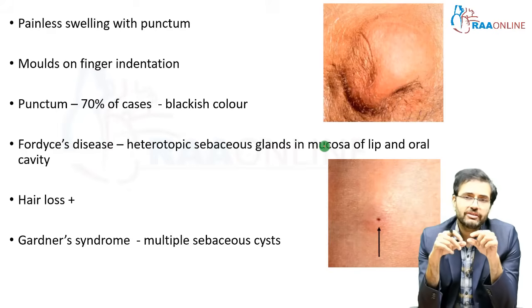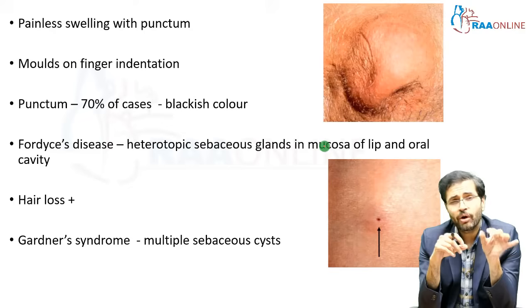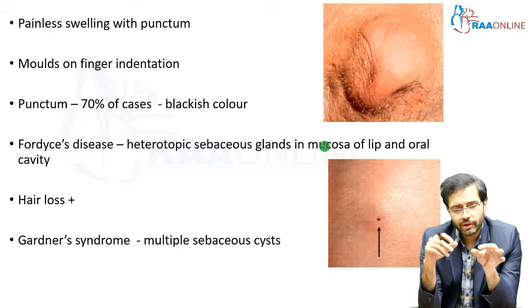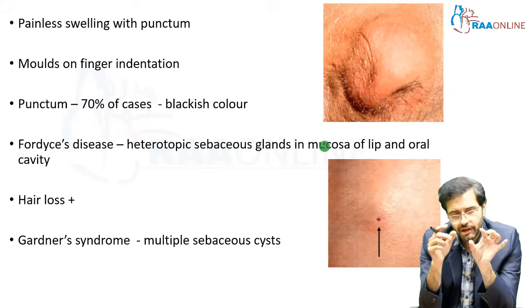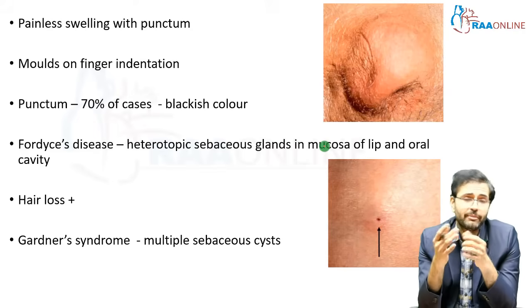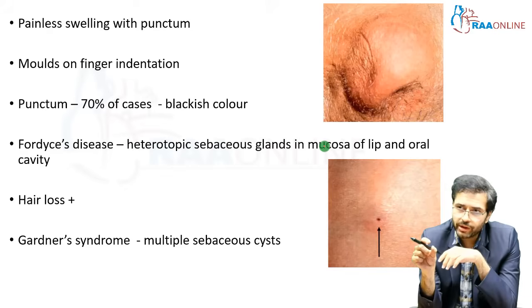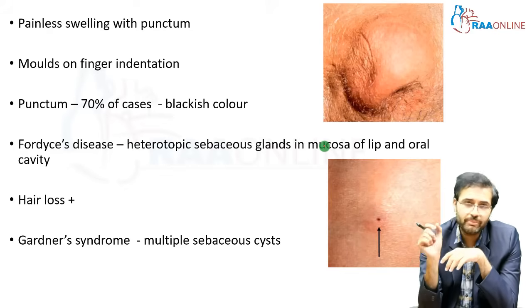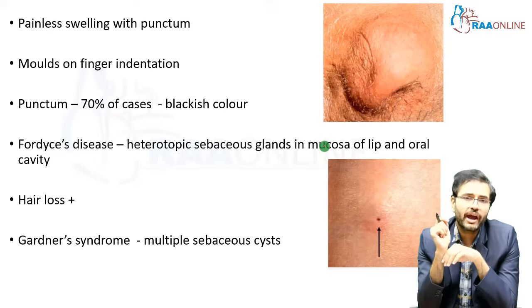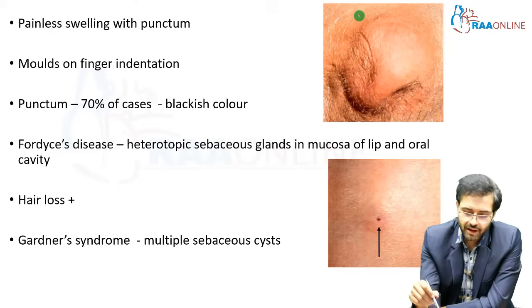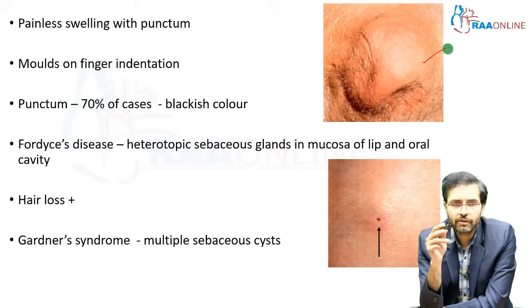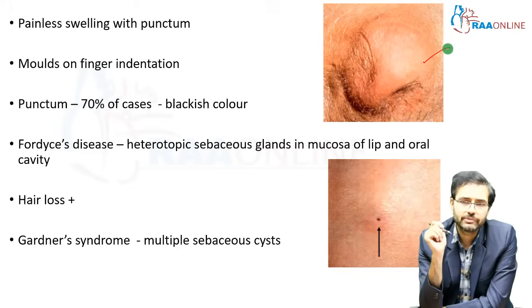Characteristically, these sebaceous cysts mold on finger indentation. That is, when you apply pressure, it tends to retain that pressured area or that shape, like how clay molds. When you apply pressure over a clay mold or a clay ball, you find that it holds that shape for some time. That is what happens even in a sebaceous cyst. So this is a picture which is documenting this phenomenon of molding on finger indentation.